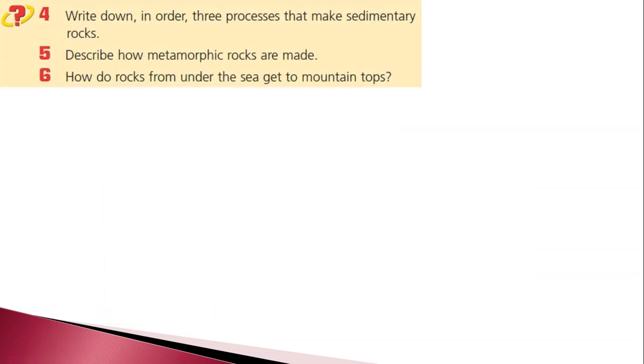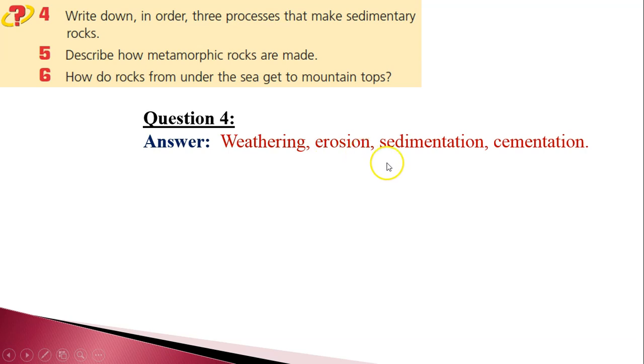Write down in order 3 processes that make sedimentary rocks. Hope you know all the processes: weathering, erosion, sedimentation, and then cementation. Cementation is optional as they have asked you only 3 processes.